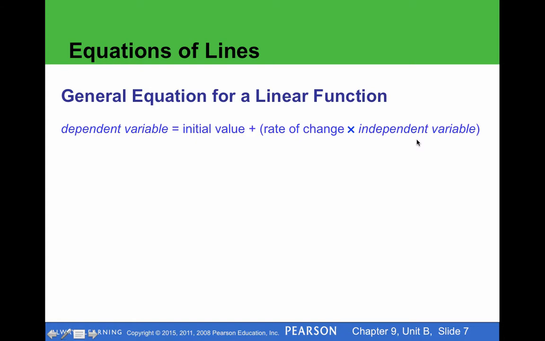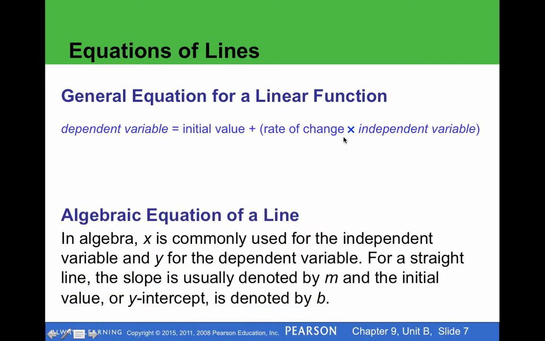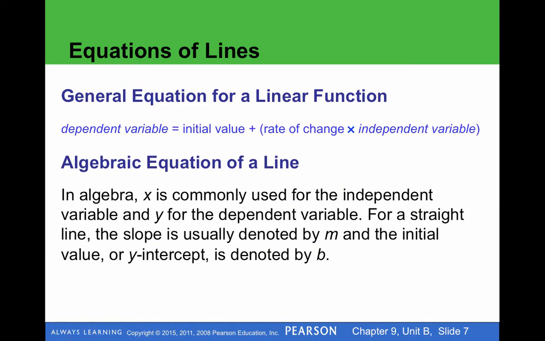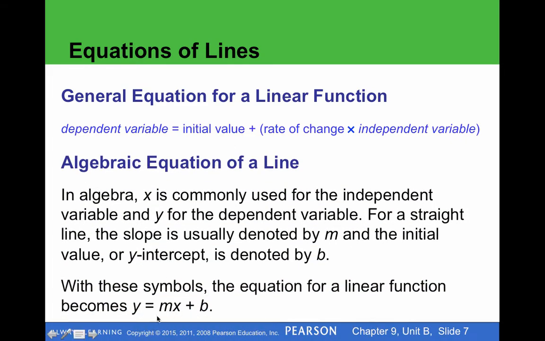All right, so now we have the general equation for a linear function. The dependent variable, or y, is equal to our initial value plus the rate of change times the independent variable. If you're used to your y equals mx plus b, this is what it looks like. Let me relate everything. The dependent variable is still our y value.